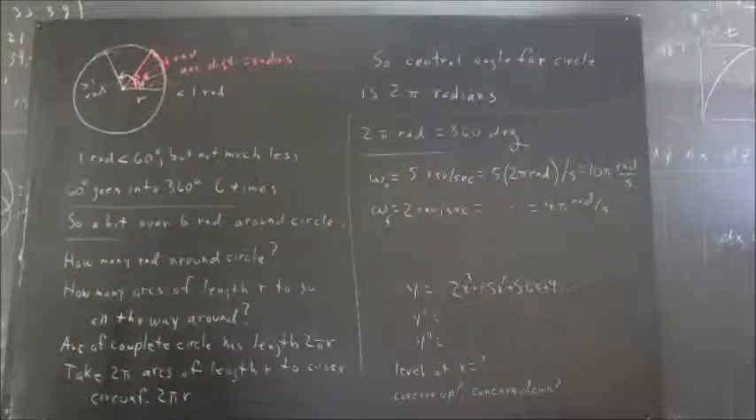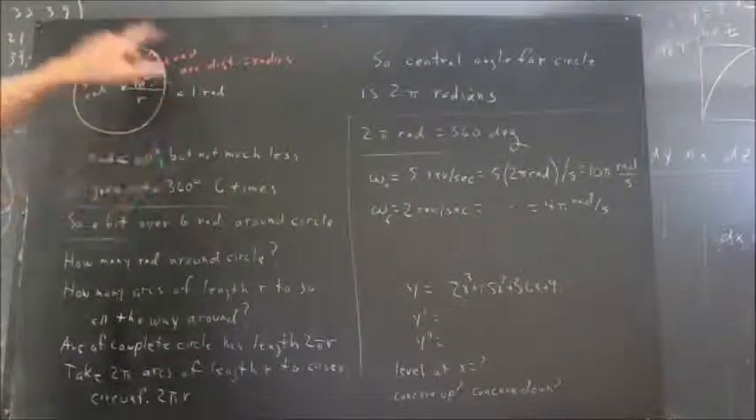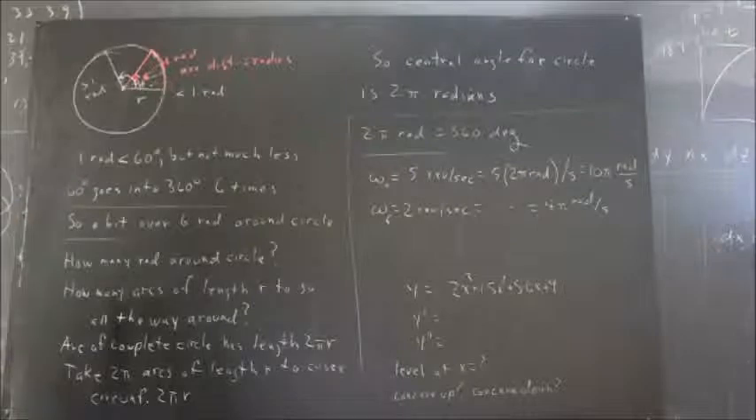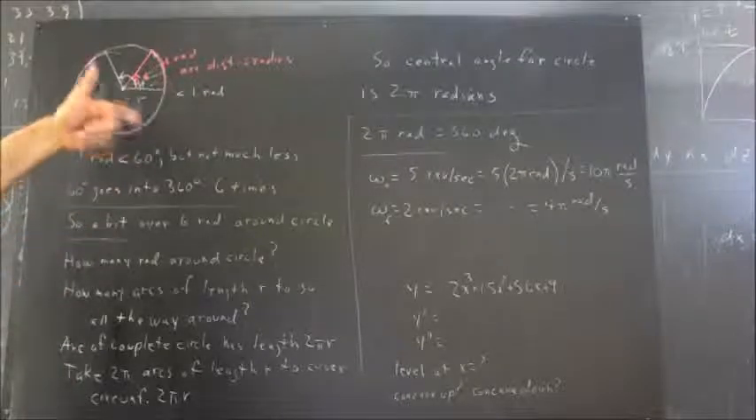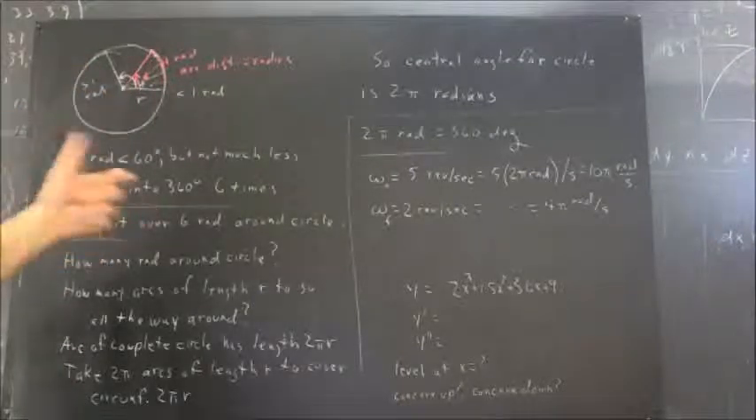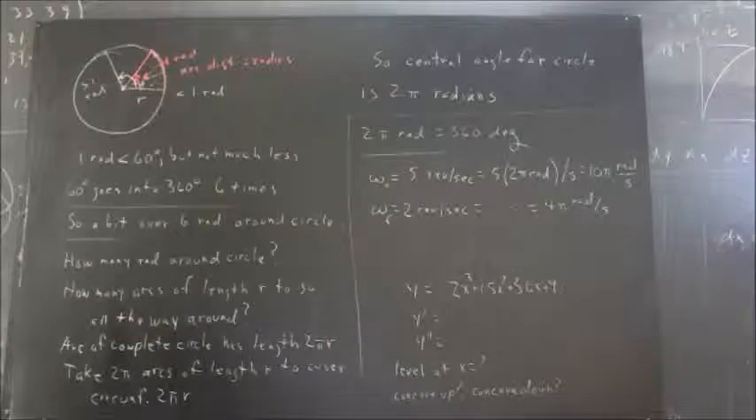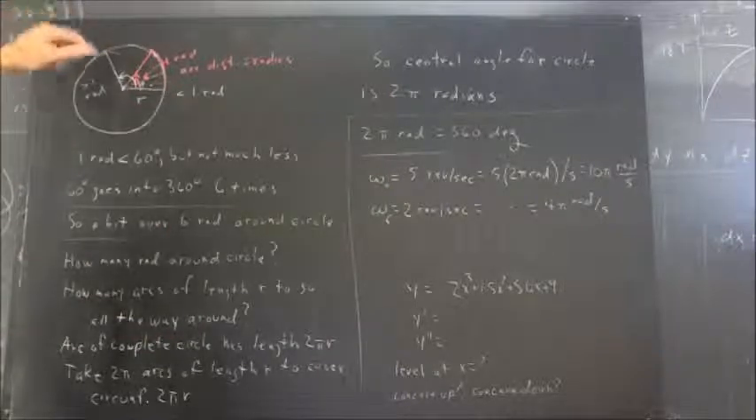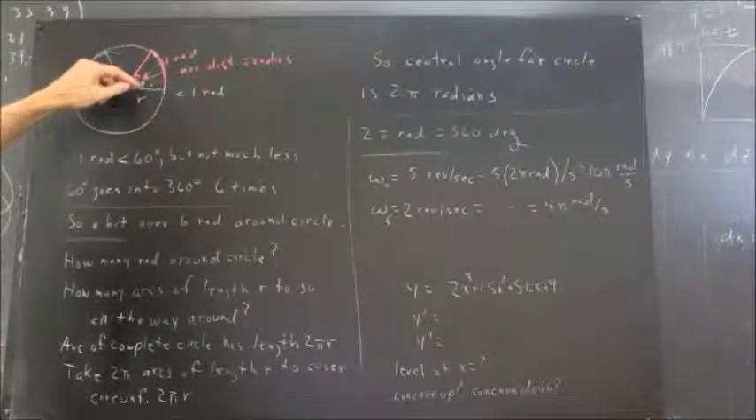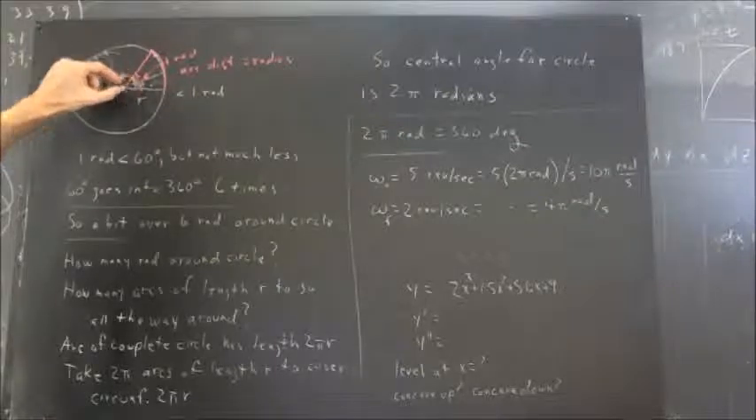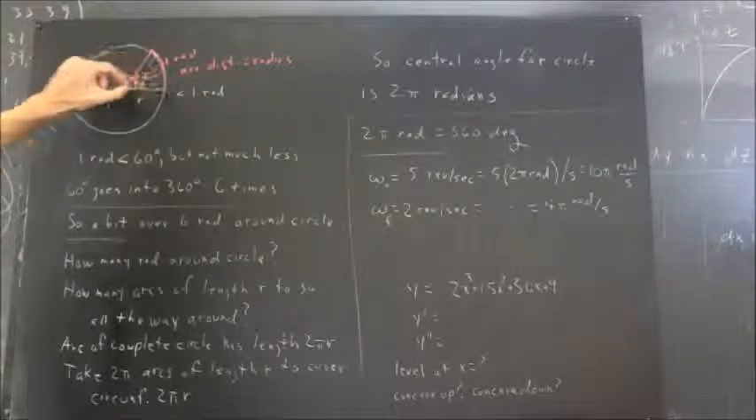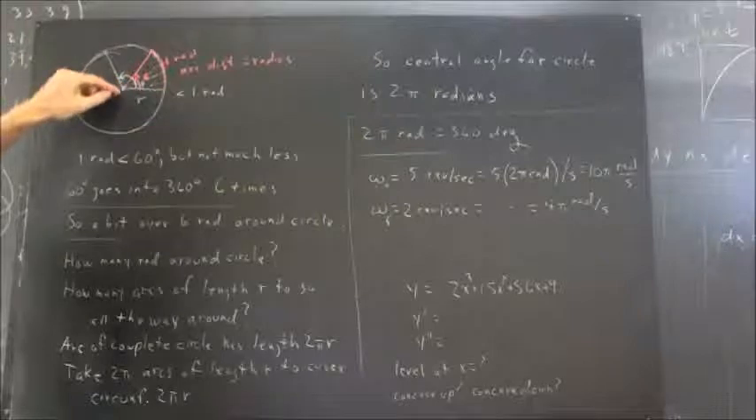Now we talk about a radian. We have a circle, and a radian is an angle such that the arc distance is equal to the radius. So let's take this angle right here, this angle in here between these two segments. Now, what's the arc distance?